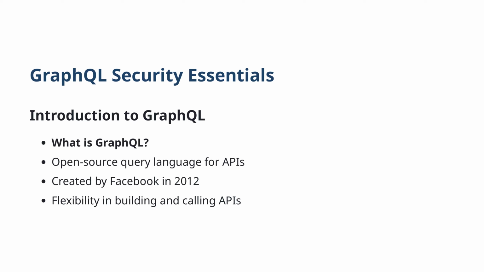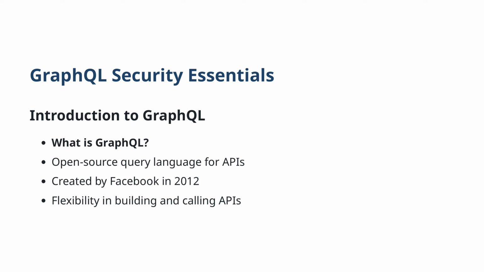GraphQL Security Essentials is all about understanding the fundamentals of GraphQL and ensuring you can implement it securely. So, what is GraphQL? GraphQL is an open-source query language for APIs created by Facebook in 2012. It provides greater flexibility in how APIs are built and called, allowing developers to specify exactly what data they need. This flexibility not only streamlines the data retrieval process, but also optimizes network usage, making API requests more efficient.